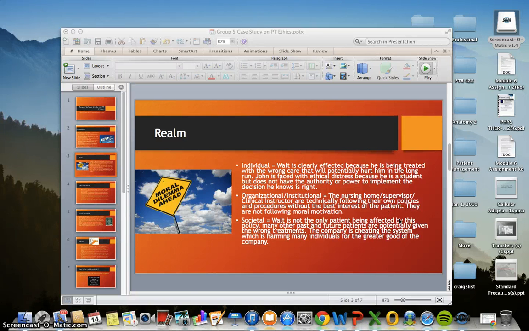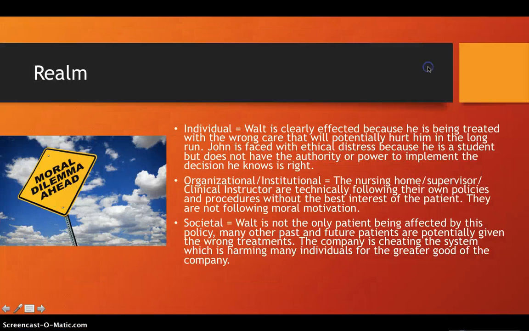So when talking about the RIPS model, we just want to go through one at a time. So we're going to start with the realm. In realm, we want to talk about Walt. Walt is clearly affected because he's the one that's being treated, and he's the one that's not getting sufficient care. Although John is the one facing the ethical dilemma, the main person that's being affected is actually Walt.